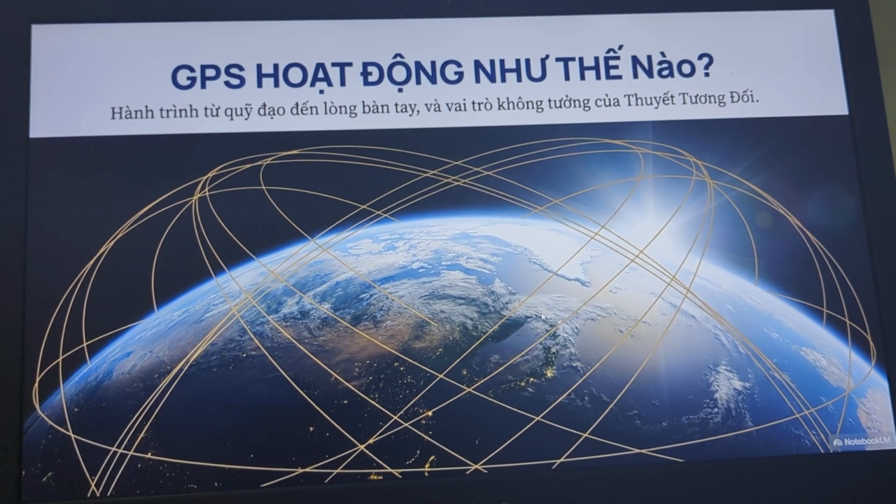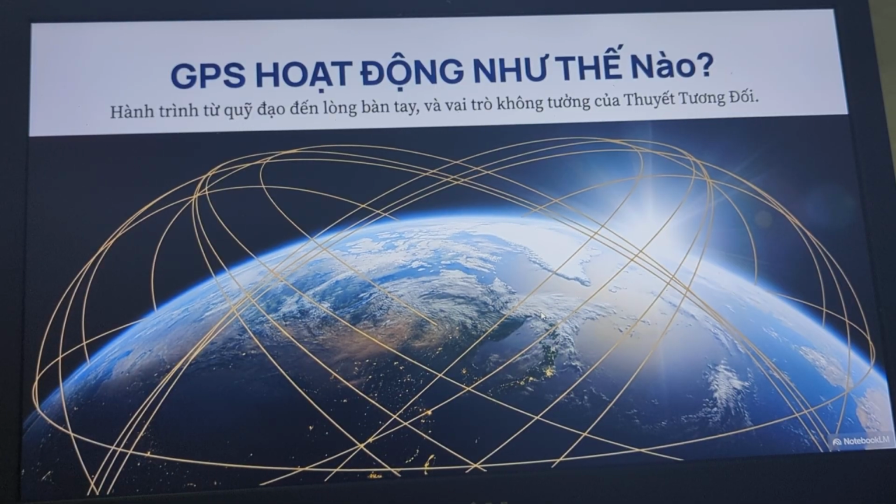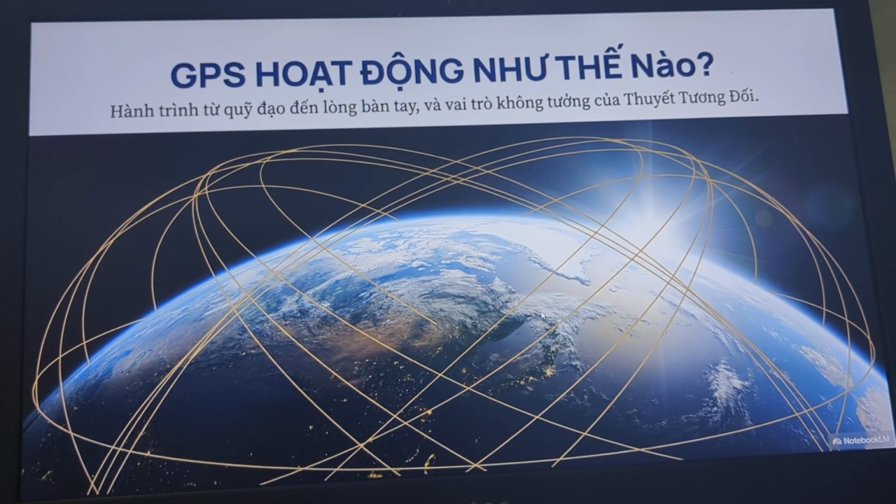Hello everyone, today I want to talk about how the GPS system works. As you know, in the past our ancestors used to look into the sky, at the moon and the sun, to determine exactly where they were. Now we have smartphones and smart devices, so that we can use the GPS system to determine our exact location on the surface of the earth.